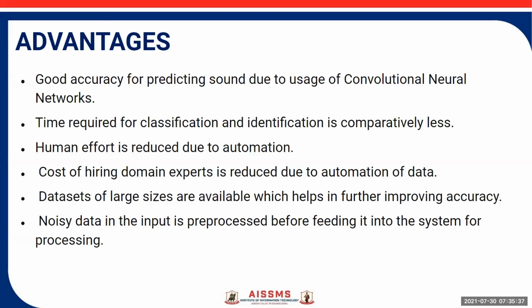The time required for classification and identification is comparatively less. Human effort is reduced due to automation, obviously. The cost of hiring domain experts is reduced due to automation of data. Data sets of larger sizes are available, which helps in further improving accuracy. And noisy data in the input is pre-processed before feeding it to the core system.